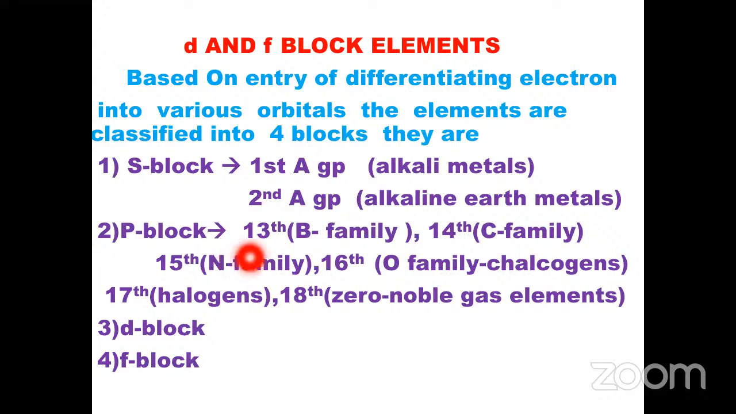P block elements. These are 13th group elements, 14th group, 15th group, 16th group, 17th and 18th group elements. The 13th group is also called the boron family, and the 14th group is also called the carbon family. This 13th group and 14th group you also studied in first year. Just yesterday you completed 18th group elements. Now we are going to discuss the D and F block elements.